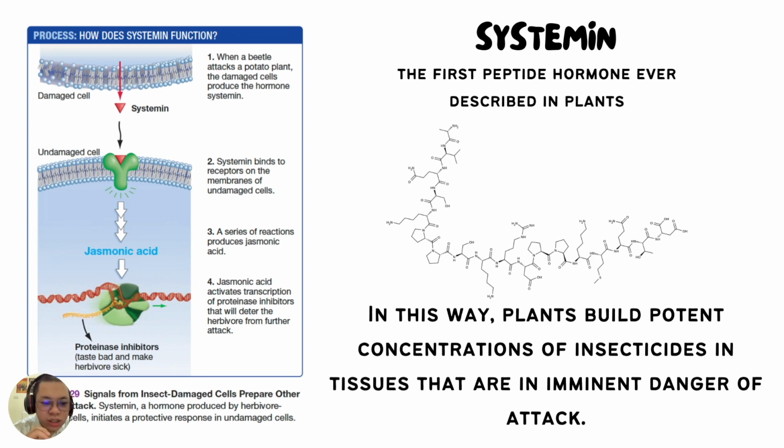What is this jasmonic acid? Jasmonic acid activates transcription of proteinase inhibitors that will deter the herbivore from further attack. Proteinase inhibitors taste bad and make herbivores sick. They really are helping each other. In this way, plants build potent concentrations of insecticides in tissues that are in imminent danger of attack.